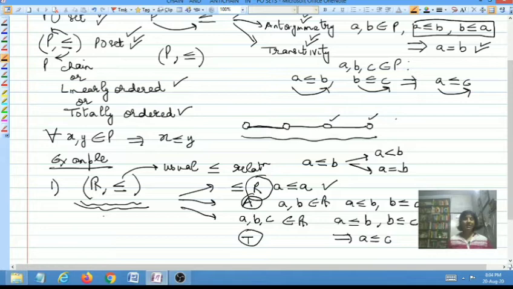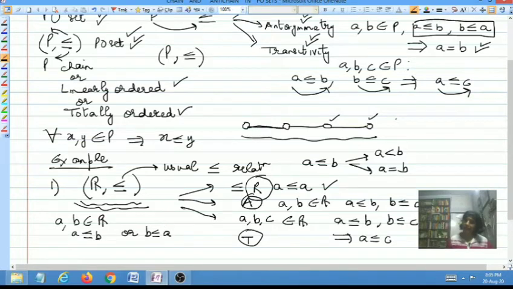But besides being a PO set, the set of real numbers is also a chain, because if you pick up any pair of real numbers, I can always compare them. They are always comparable, always related, which means that either A will be less than or equal to B or B will be less than or equal to A. That we know, where less than or equal to means less than or equal to in the usual sense.